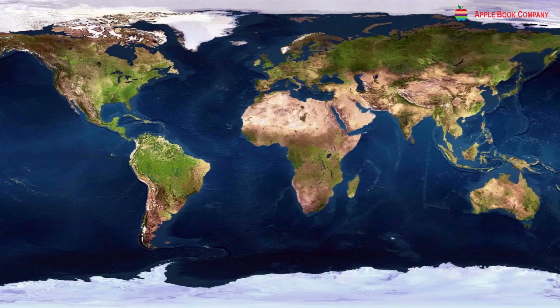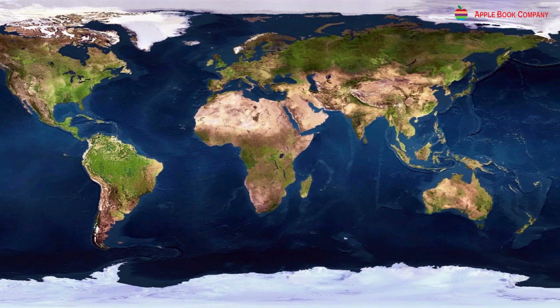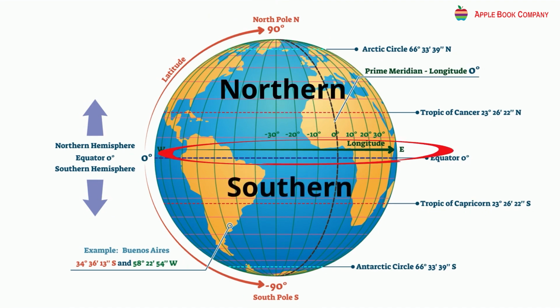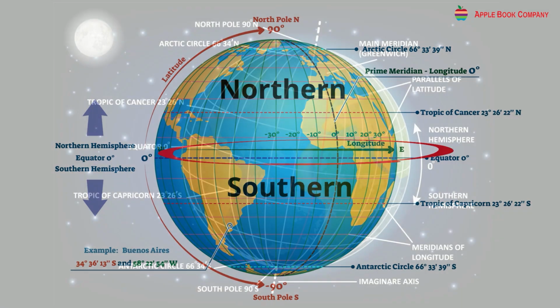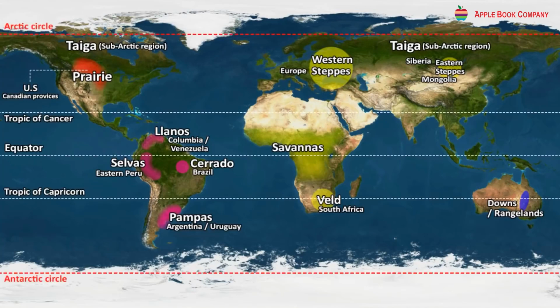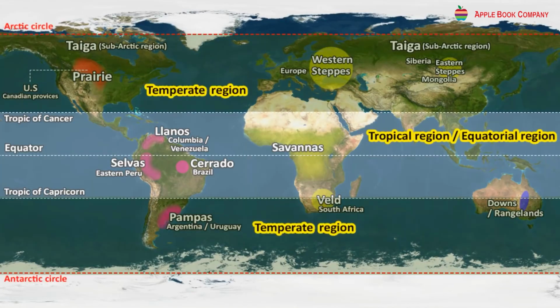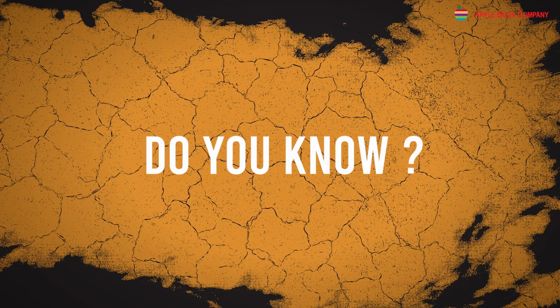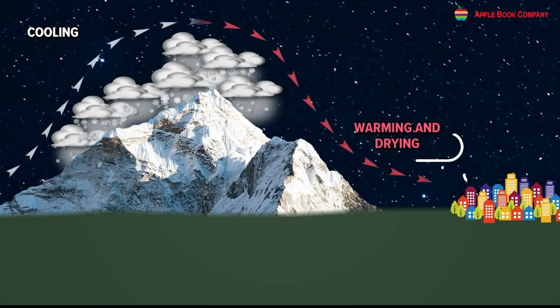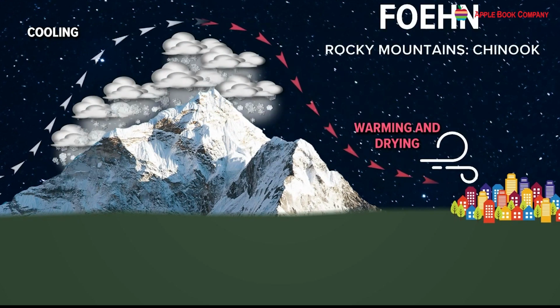Area. In the northern hemisphere, the temperate climate extends from the Tropic of Cancer to the Arctic Circle. In the southern hemisphere, it extends from the Tropic of Capricorn to the Antarctic Circle. We see the temperate climate across most continents. The most important feature in the region is the temperate grasslands. Do you know Chinook winds are named after the Chinook Native Americans who live west of the Rocky Mountains?